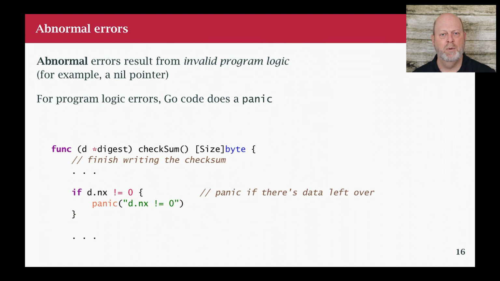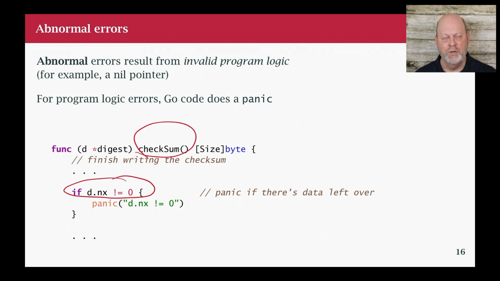An example of that is a nil pointer, or reading past the end of an array, and Go handles that by doing a panic, which normally crashes your program. Here's an example from the Go standard library. We're calculating the final checksum of a secure hash. So we've processed all the bytes, and now we're doing this little check that says, well, there shouldn't be any more. And if there are, panic. Because if there are, we had an off-by-one bug. It has nothing to do with the bytes that were passed in. It's not the fault of the byte slice that we're processing. It's the fault of the logic that's doing the processing. That's an abnormal thing.